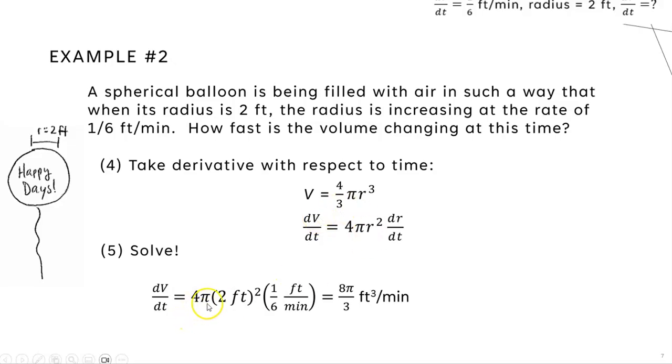So I plug in, I got 4 pi times 2 feet squared, that's r, times 1/6 foot per minute, that's dr/dt. And notice, by the way, I put the units in here on purpose for this problem because we get a feet squared times a feet per minute, which gives us our new units of feet cubed per minute. And then we multiply out all our values, and we get 4 pi times 2 over 6, which is 8 pi over 3 feet cubed per minute. That's how fast the volume is changing over time.